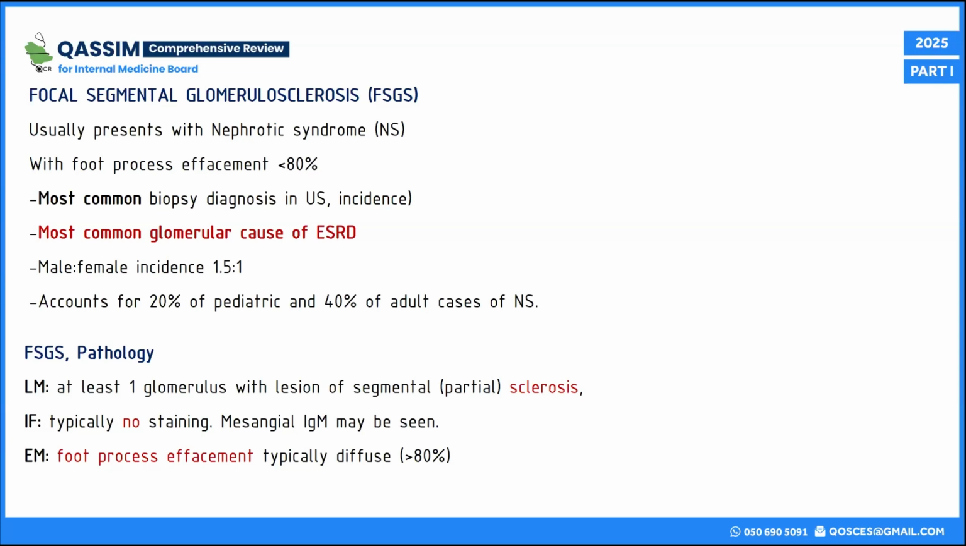As I said, biopsy is the diagnostic approach for such a patient with nephrotic syndrome. In light microscopy, there will be at least one glomerulus with a lesion of segmental sclerosis. In immunofluorescence, there is no deposition. Electron microscopy will show diffuse foot process effacement. The difference between minimal change and FSGS is the light microscopy.